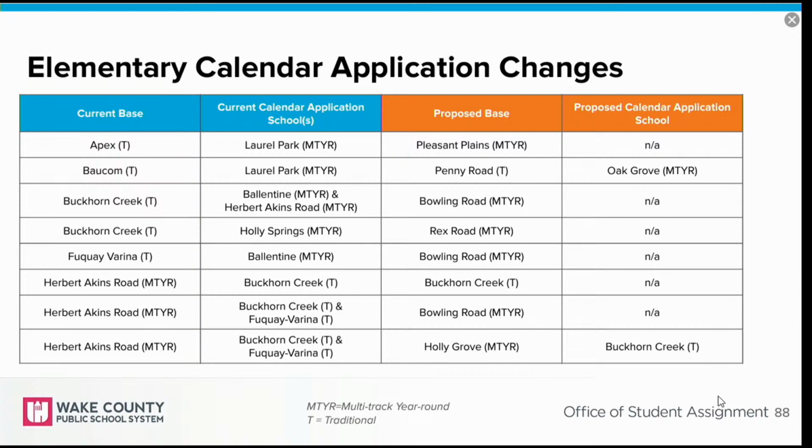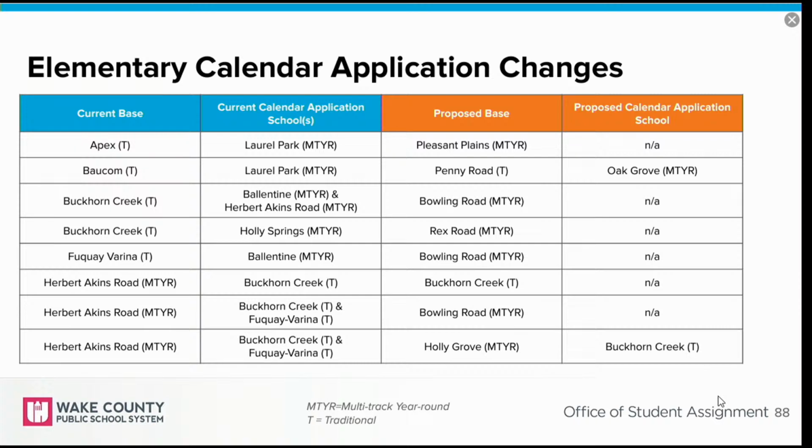And it kind of chips away like that all the way down these lists. Other changes that you might see: the second row is a little bit different. This area is currently assigned to Bauckham Elementary with a year-round application option of Laurel Park. It's being recommended to become part of Penny Road space. Well, that area more logically applies to Oak Grove for multi-track year-round. So we would just recommend aligning it for transportation efficiency and cohort continuity for those communities.